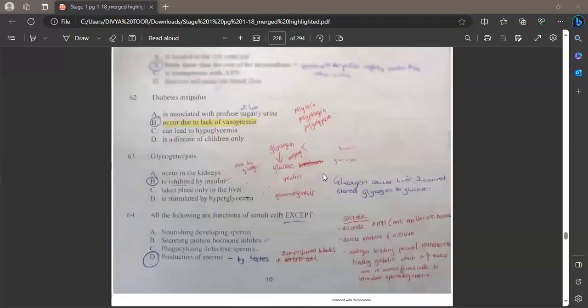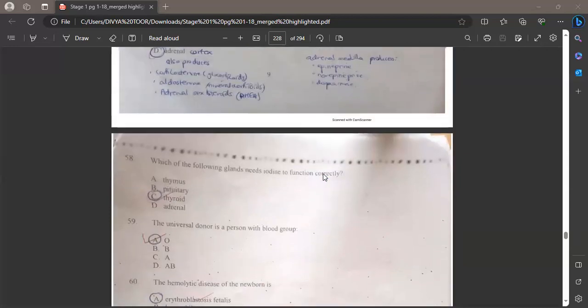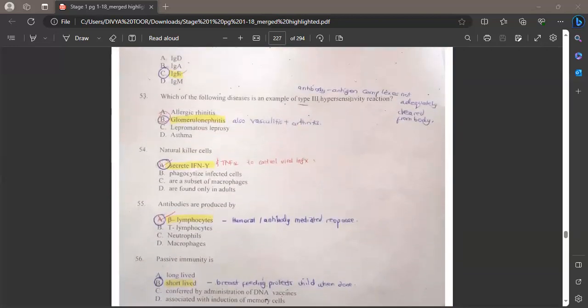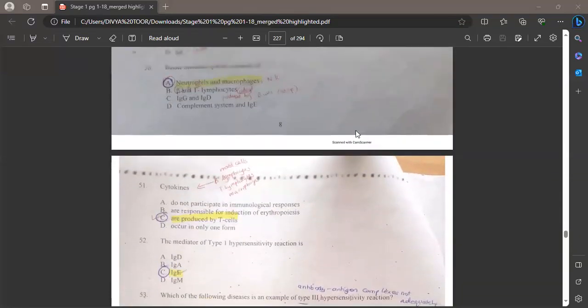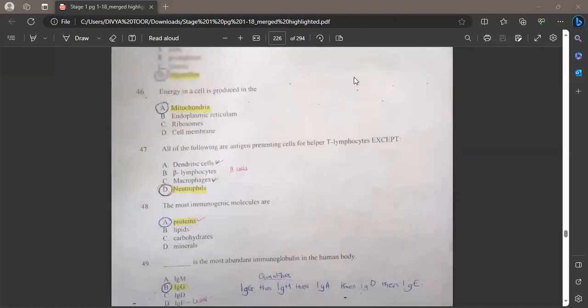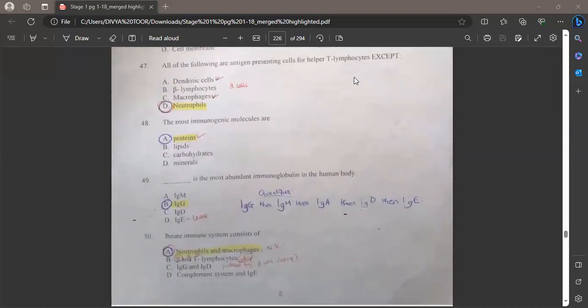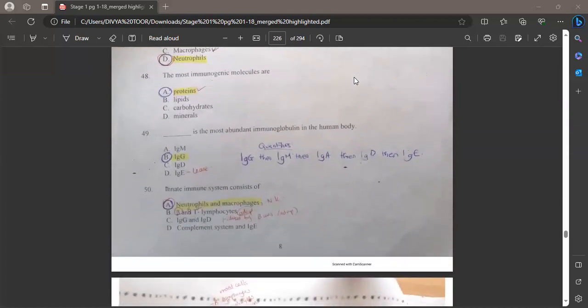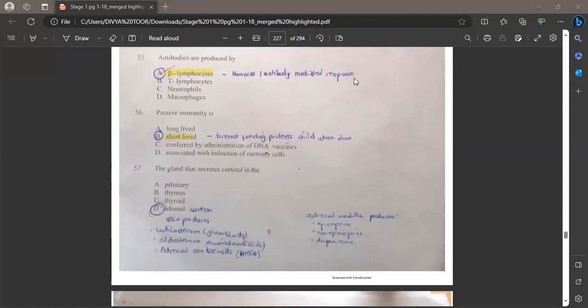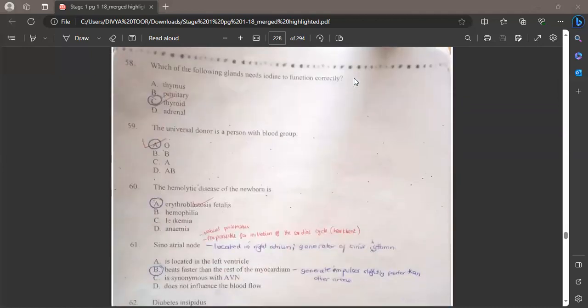So Mercy, which question were you talking about? Is she here? Maybe she's texting. The last one I highlighted. 13. The last one I highlighted.